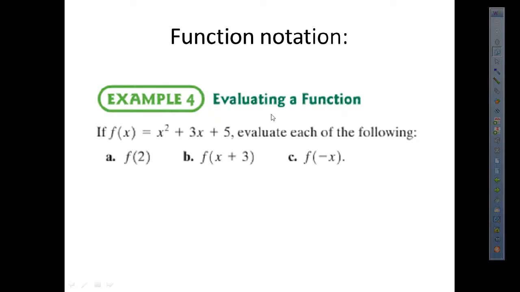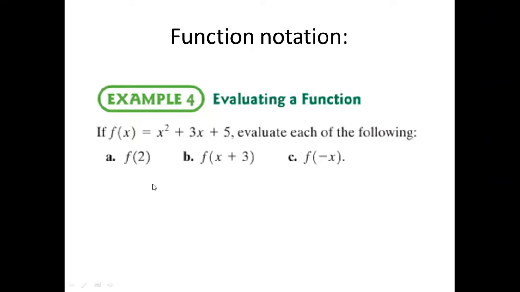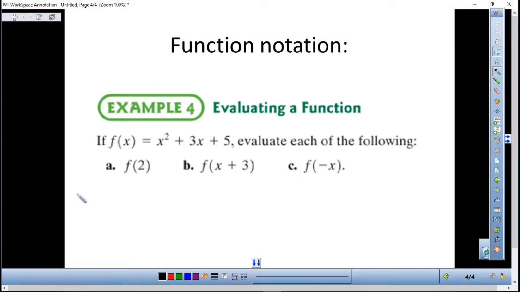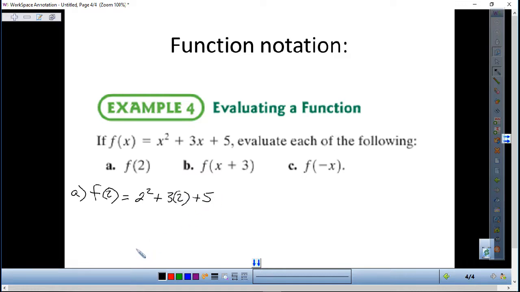All right, now to evaluate a function, all we're going to do is plug it in. Function notation is what we're dealing with right here, and it says f of x, if f of x is x squared plus 3x plus 5, evaluate each of the following. Now remember that when we have function notation like this, if f of x equals x squared plus 3x plus 5, then f of 2 is just putting a 2 anywhere I had an x in this expression. So it's going to be 2 squared plus 3 times 2 plus 5. And then, of course, we can simplify. We're going to have 4 plus 6 plus 5, so that gives me 15. So the answer to A is 15.